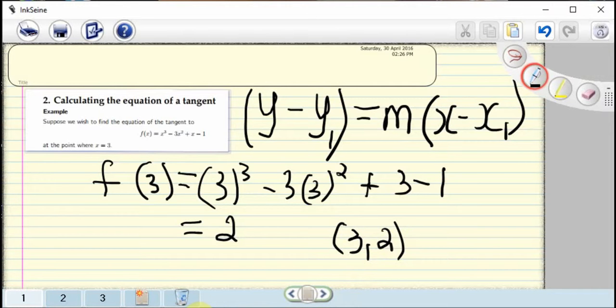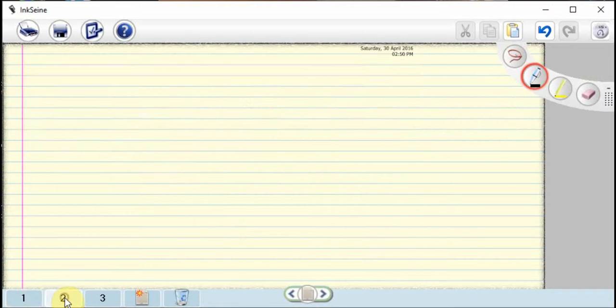Now we need to find the gradient. Before you learned that the gradient was y2 minus y1 divided by x2 minus x1. But that was before you were introduced to calculus. Having been introduced to calculus and differentiation, we have learned that in order to find the gradient, we need to differentiate the function to find the gradient function. So we are going to differentiate f of x.